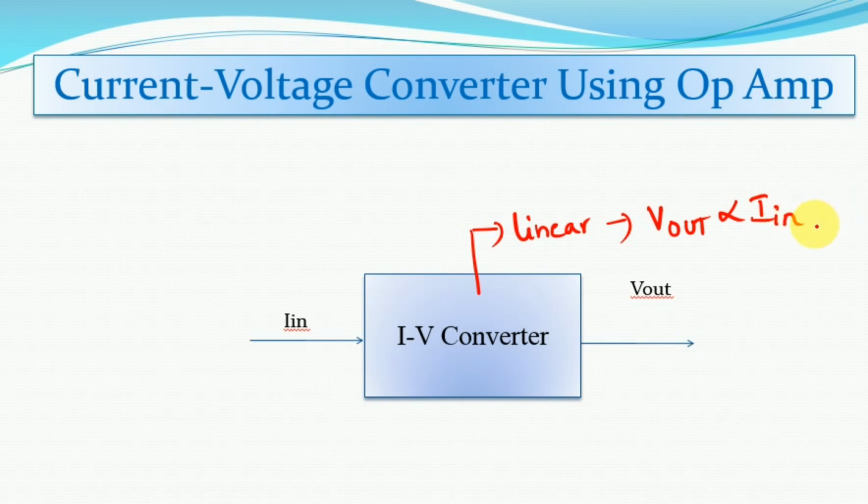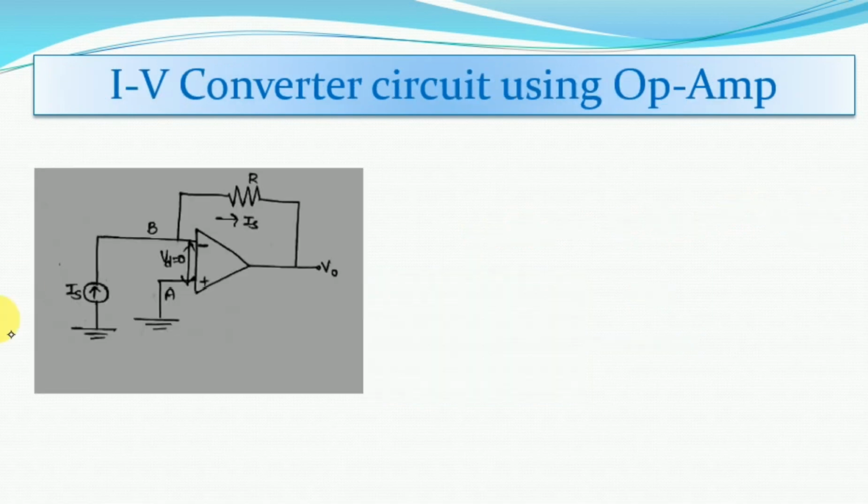Now let us see the circuit of the I2V converter using op amp. This is the operational amplifier circuit which converts the input current to the output voltage. Let us mathematically prove that this circuit follows the I2V converter. In order to prove this mathematical analysis, we have to make the following assumption: I am assuming that the op amp is operating in the ideal condition.